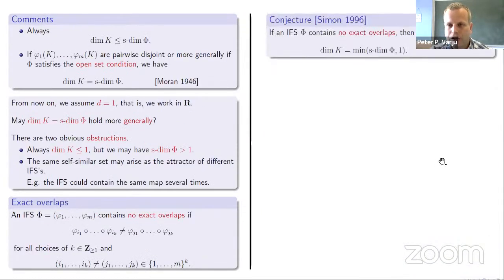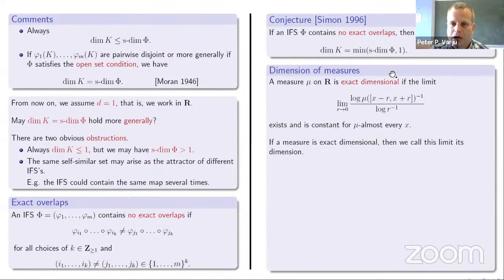And there is a conjecture by Shmerkin which predicts that these are the only two obstructions. What it says is that if you have an iterated function system that contains no exact overlaps, then the dimension of the self-similar set will be equal to the minimum of the similarity dimension and 1.